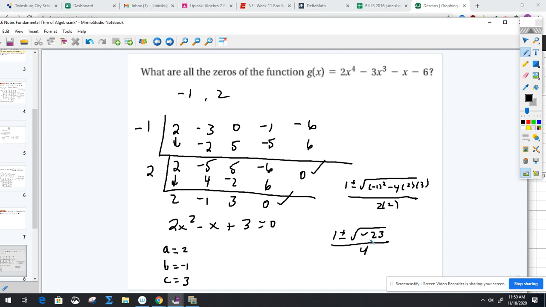So 23 is a prime number. I can't simplify that other than being able to take out an i. So my zeros are 1 plus i square root of 23 over 4 and 1 minus i square root of 23 over 4. Fourth degree polynomial, 1, 2, 3, 4 zeros.